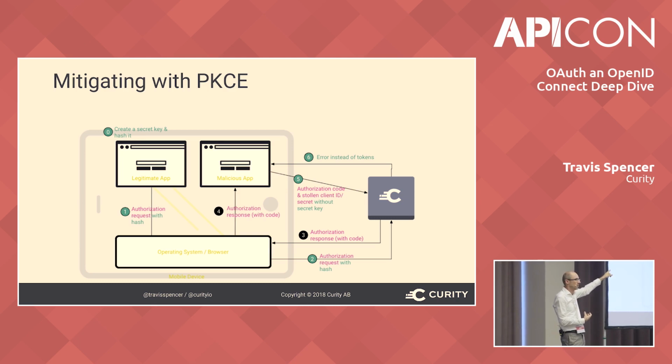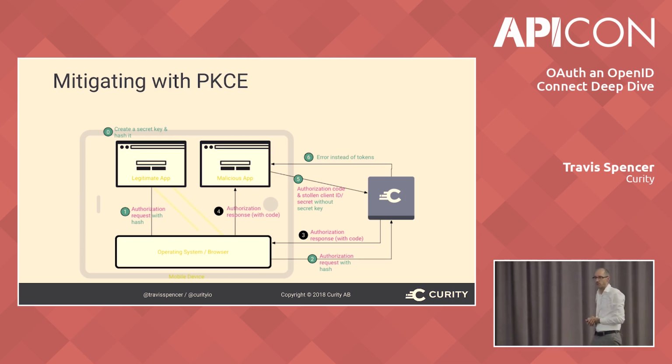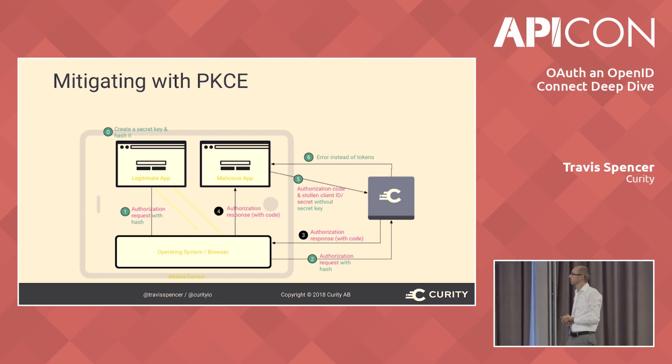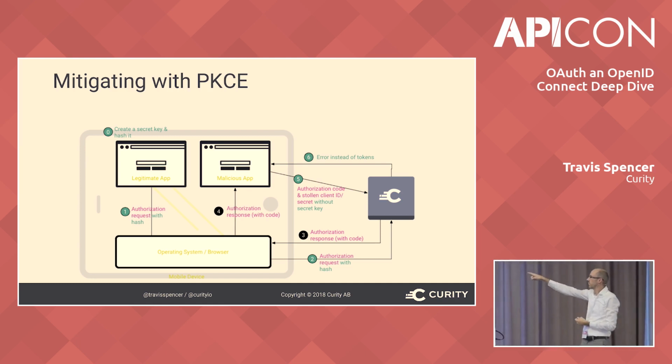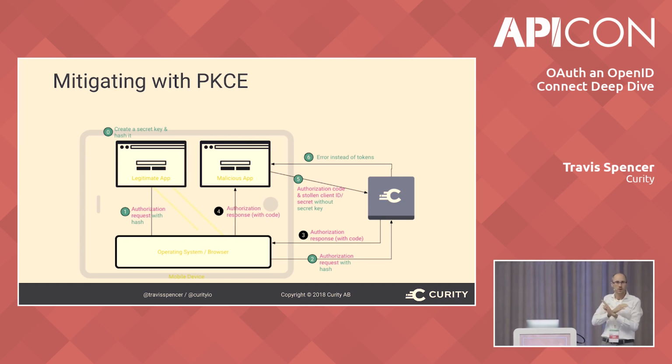Step 4, the application intercepted it, unfortunately, but now it doesn't have the key. It's no longer a holder of key here. This is a proof key or a sender-constrained token, the authorization code is. So when it authenticates with the stolen client ID and secret, it doesn't have the secret key, so the OAuth server says, no, I'm not issuing any tokens to you.